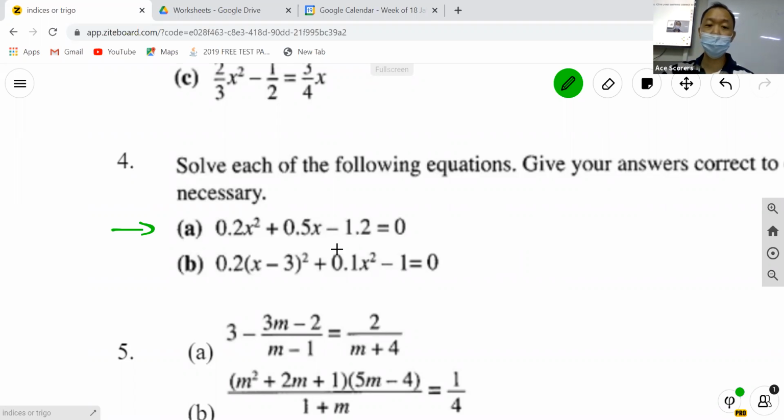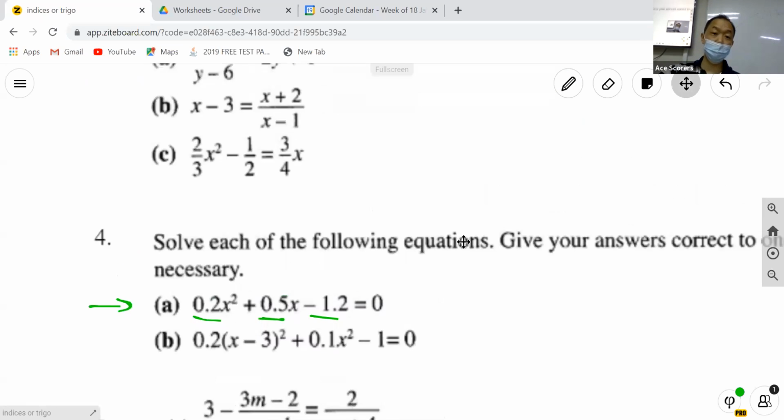Okay, Elijah, do you know what is A, B, and C here? Identify for me. Which one is A? 0.2. Then B is 0.5 and C is negative 1.2. Okay, so you can either key in or just put into the formula. All right, so let's just identify.